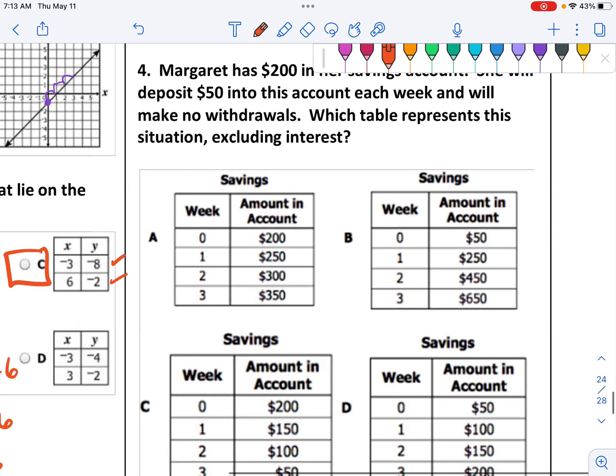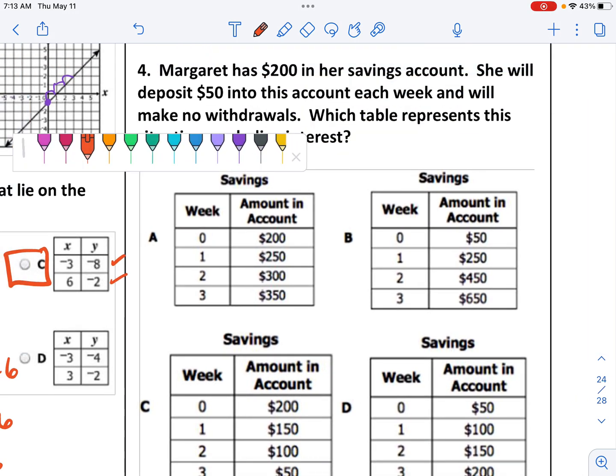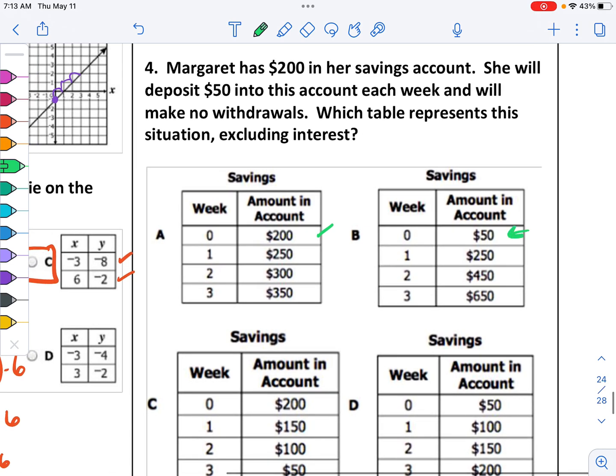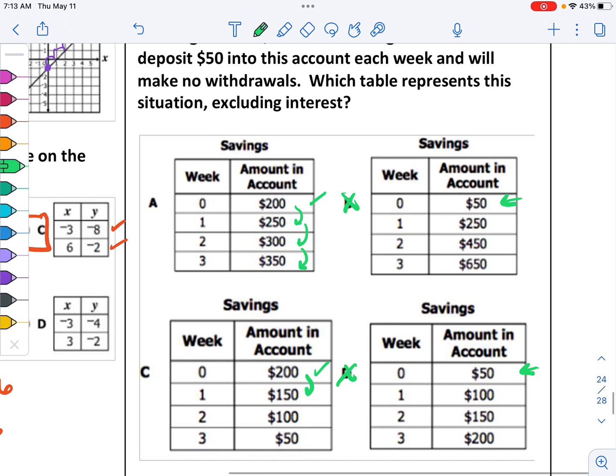So looking at these tables, we're looking for week 0 to start with $200. So starting with $200, week A, she started with $200. Week B, she started with $50. That's not going to work. Then in C, she did start with 200. D, she started with 50, so we're already down 2. Then we'll notice this one, she added 50, added 50, added 50. That's what they talked about in the problem. Over here, they're subtracting 50 each week. That's not what they talked about in the problem, so that would be letter choice A.